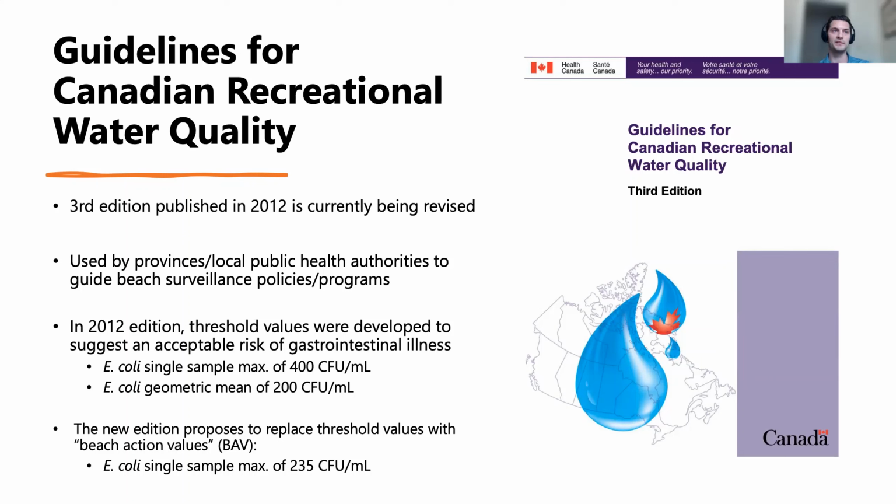In what's going to be the soon outdated edition, different threshold values were proposed that public health authorities could use. If we're sampling our water in the summer and the water quality comes back exceeding these thresholds, it indicates an unacceptable public health risk. So, a geometric mean E. coli at a beach of over 200, or any single sample over 400. The new document that was just released for public consultation proposes to change that to a beach action value: any sample exceeding 235 would be recommended to have a public health action, such as issuing a swimming advisory.